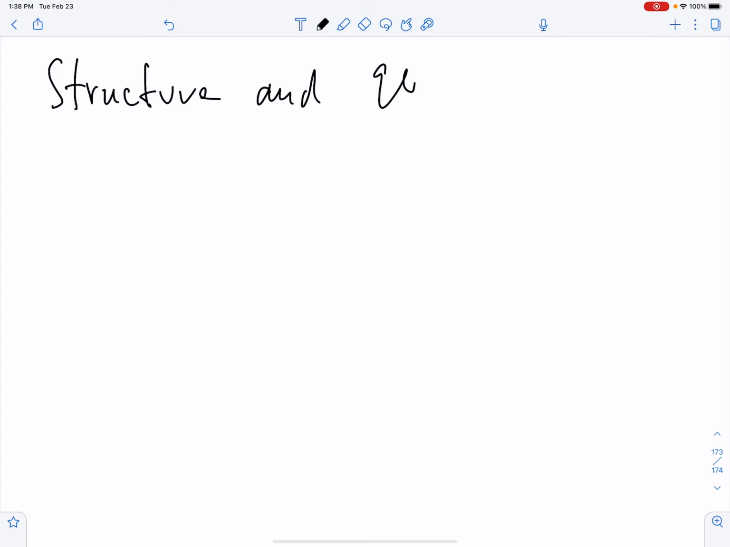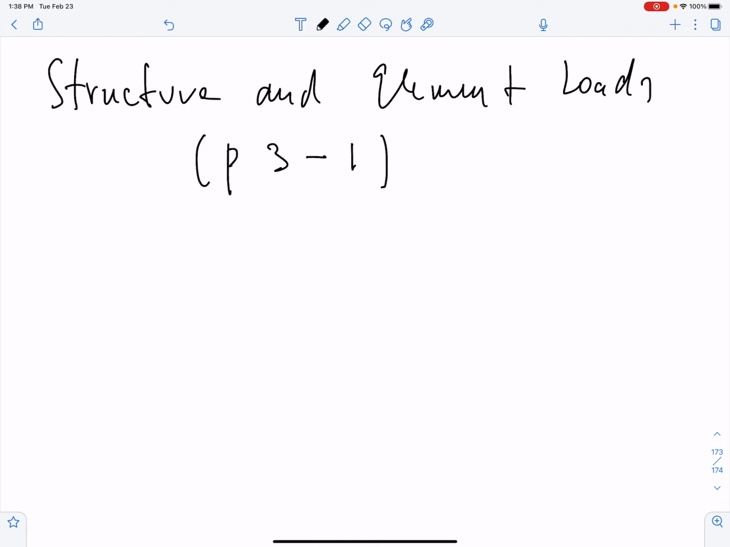So in the next two lectures, I'd like to talk about structure loads and element loads, okay? And here we are on page 3.1 of the reader, right?